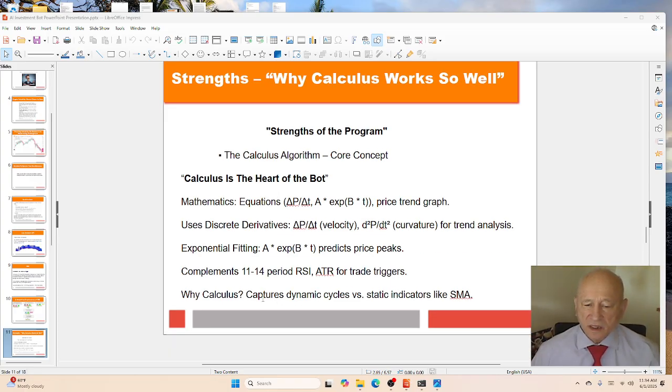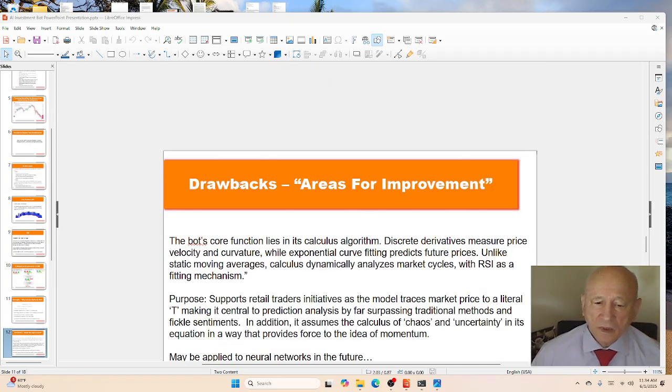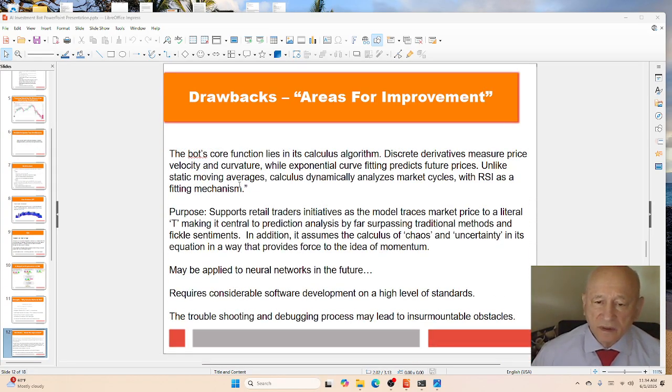Why calculus? Calculus captures dynamic cycles versus static indicators like SMA. So let's move on from here. The drawbacks, or areas for improvement, have to do with the calculus algorithms: discrete derivatives measuring price velocity and curvature, while exponential curve fitting predicts future prices. Unlike static moving averages, calculus dynamically analyzes market cycles, with RSI as a fitting mechanism.